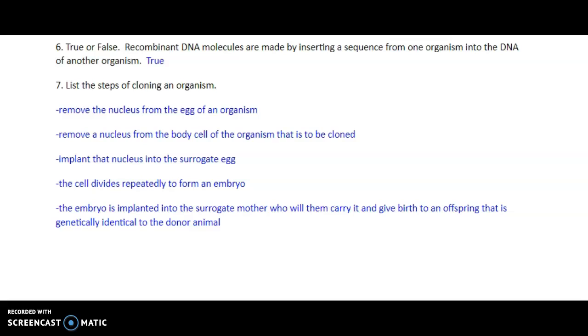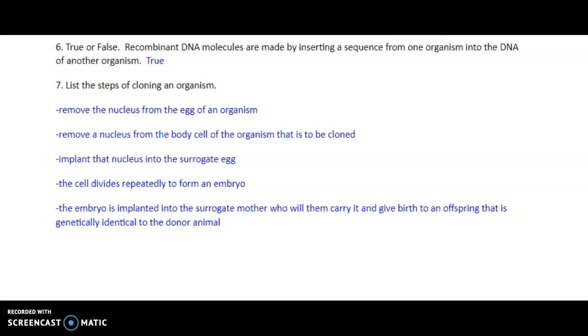Number 7, list the steps to cloning an organism. First, you remove the nucleus from an egg of an organism, the one that's going to be the surrogate organism. Then you're going to remove the nucleus from the body cell of the organism that's to be cloned. You're going to take that nucleus and implant it into the egg that you had removed the nucleus from previously. The cell will begin to divide and form an embryo.